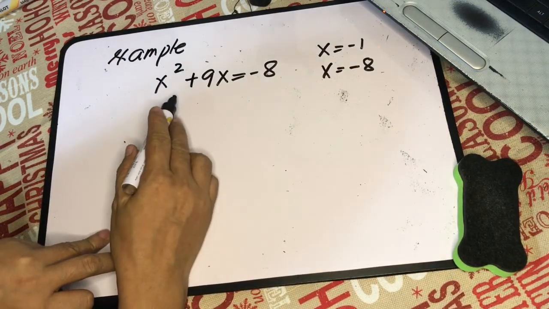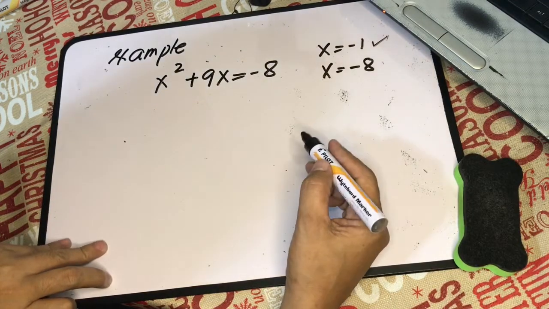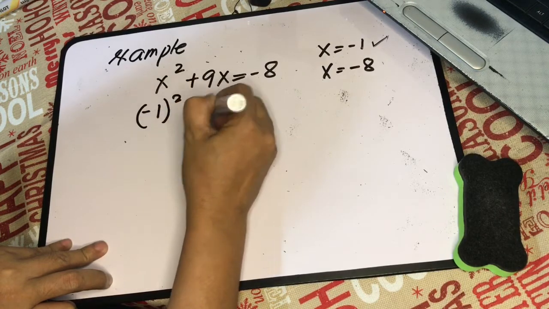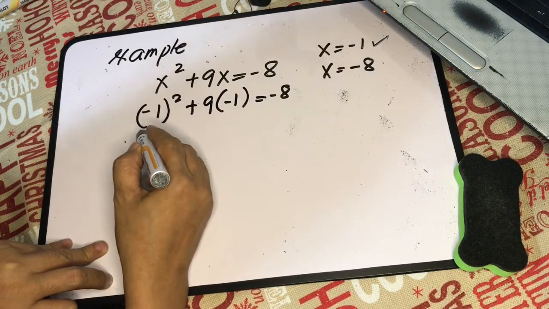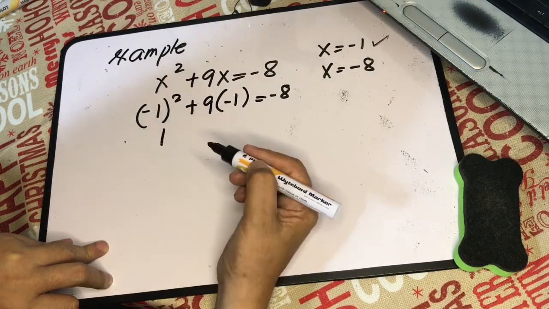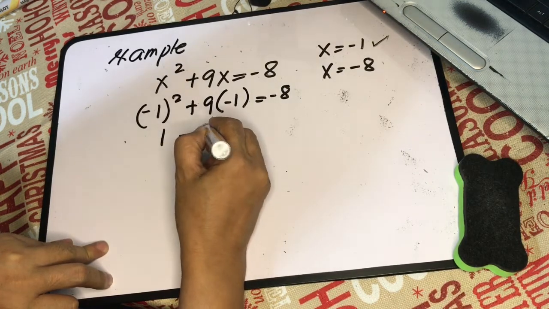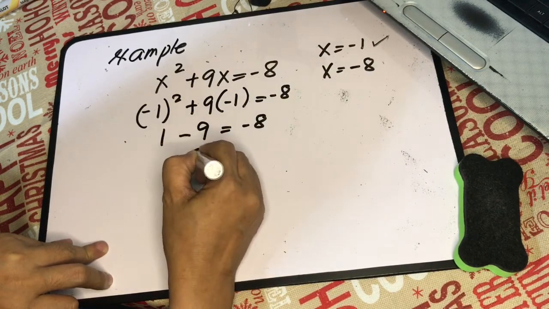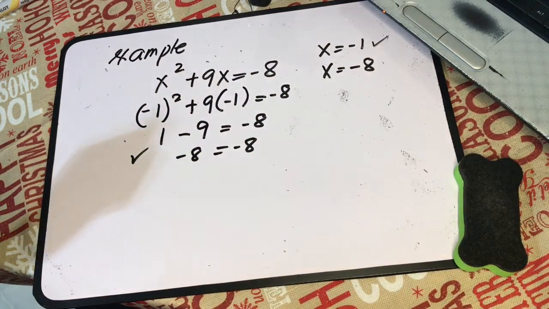From the original equation, let's check first the first value, which is negative 1. You have negative 1 quantity squared plus 9 times negative 1 is equal to negative 8. So, negative 1 times negative 1 is positive 1. 9 times negative 1 is negative 9, equals negative 8. 1 minus 9 is negative 8, equals negative 8. So, negative 1 is a possible solution.